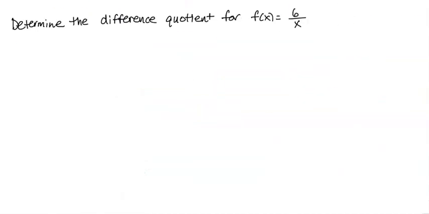Now let's look at if we have a rational function. So same question, determine the difference quotient, but this time our function f of x is 6 over x. So when we go to think about f of x plus h, there's not really any simplifying we can do this time. It's just going to be 6 over x plus h. So let's go ahead and go right to our difference quotient formula this time. So f of x plus h minus f of x all over h.